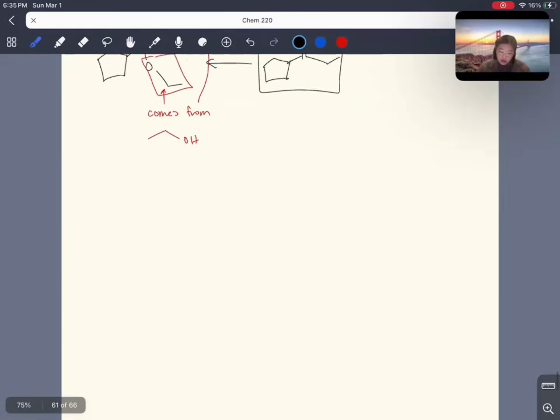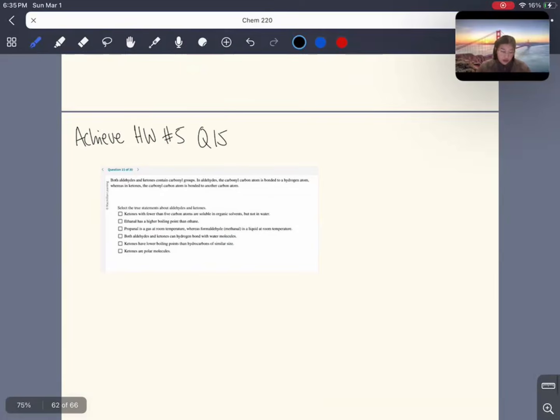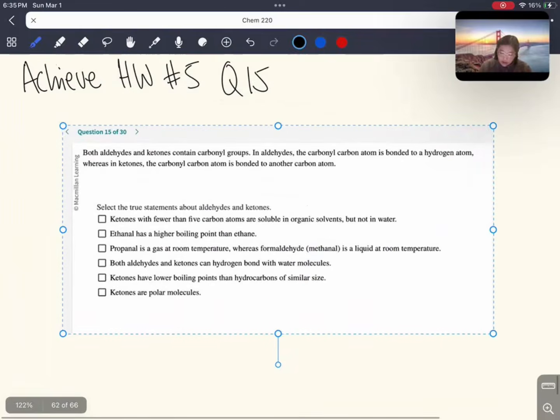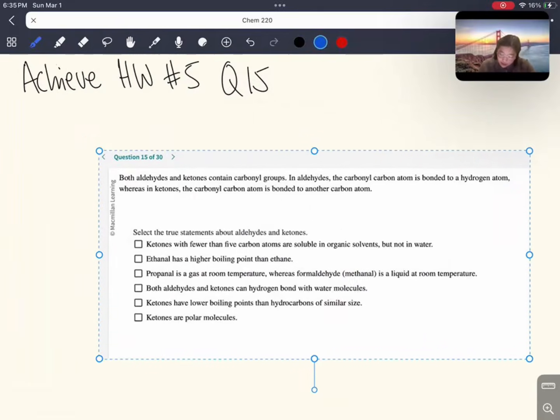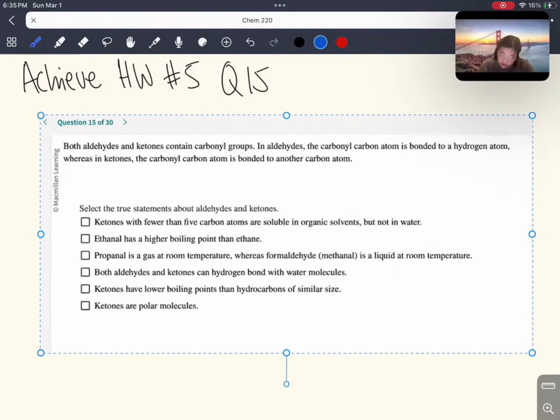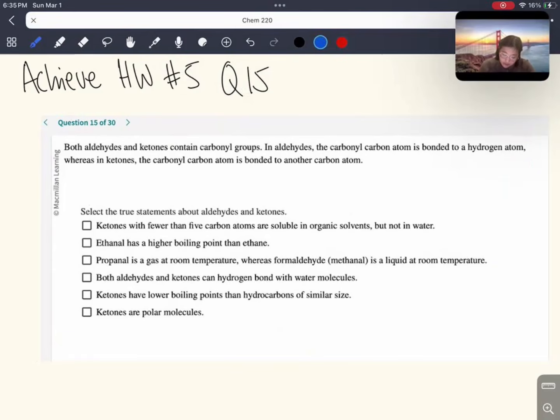So the next question is Achieve homework 5, question number 15. It says that both aldehydes and ketones contain carbonyl groups. In aldehydes, the carbonyl carbon atom is bonded to a hydrogen atom, whereas in ketones, the carbonyl carbon is bonded to another carbon atom. And it asks you to select the true statements about aldehydes and ketones. The first statement is ketones with fewer than 5 carbon atoms are soluble in organic solvents, but not in water. So this statement is false.